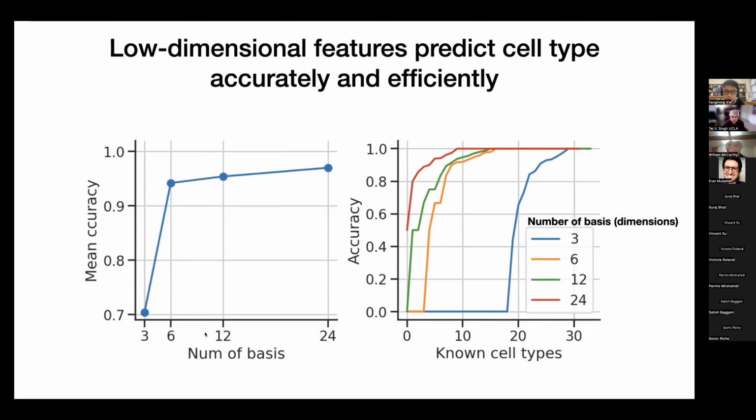Here I'm showing you the performance in terms of cell type prediction accuracy for individual cells, as the number of bases or low dimensional embeddings increases. With three low dimensional bases, we can predict cell type labels at 70% accuracy. As it increases to six, it goes to more than 90%. And for 12 and for 24, it plateaus at about 95% accuracy overall. On the right is a breakdown, for each individual known cell type, of what the prediction accuracies are. Obviously for a larger cell type, because it has seen more data, it tends to perform better, but with 24 bases, many of the known cell types can be accurately predicted.